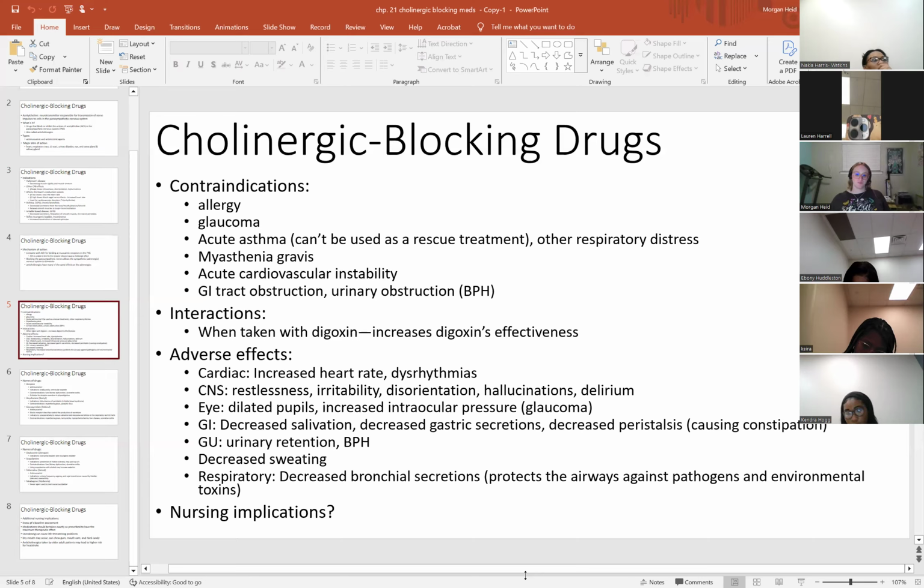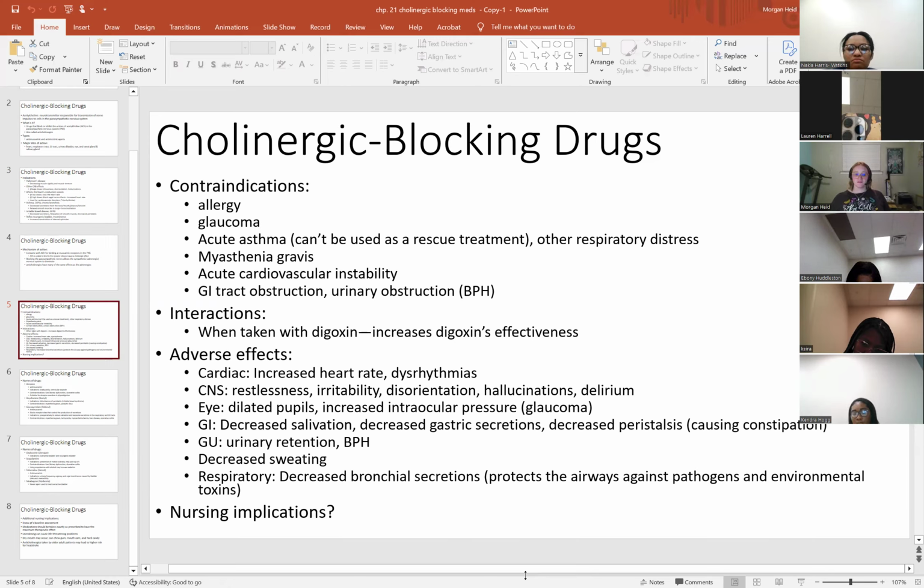With my interactions, if I take any anticholinergic drug with digoxin, I have a risk of causing digoxin toxicity. And if you remember from last semester, the biggest risk with digoxin toxicity was that it can cause a dysrhythmia, and a dysrhythmia can be deadly. Okay. My adverse effects are my cardiovascular system. It can increase the heart rate, causing tachycardia, or causing a dysrhythmia. Okay.